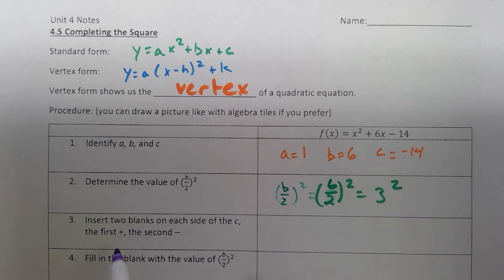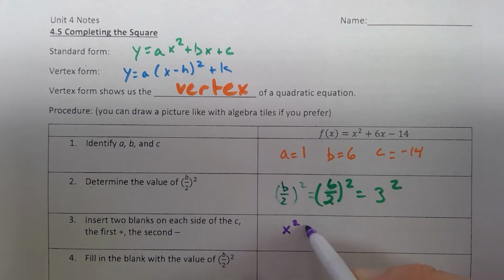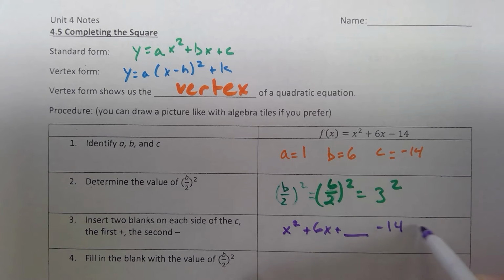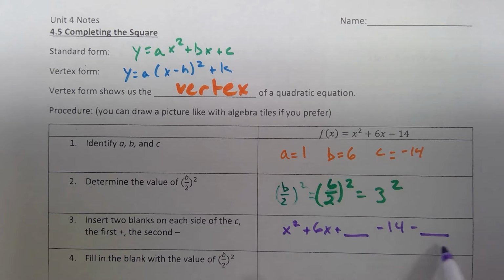The first is going to be plus, and the second is going to be minus. So I'm going to take my equation I have up here, just the expression: x squared plus 6x plus blank minus 14 minus blank. This is important because the plus blank and the minus blank are going to help me balance my expression here. Since I don't have an equal symbol here, I can do plus and minus. I have to do it on the same side.